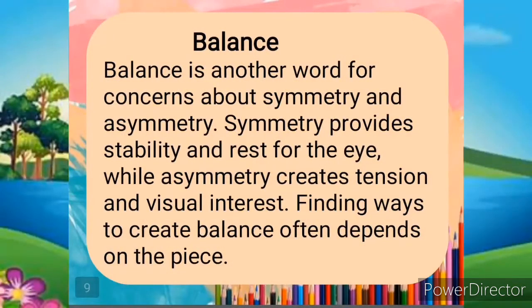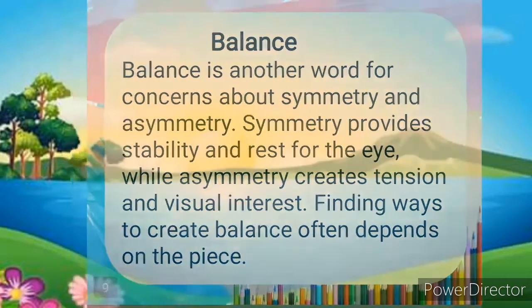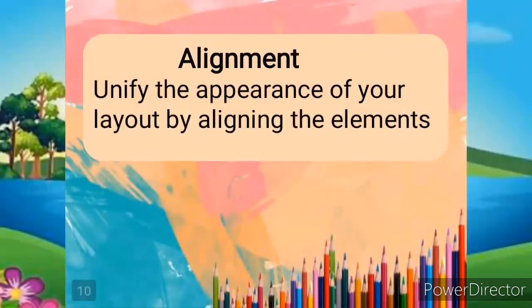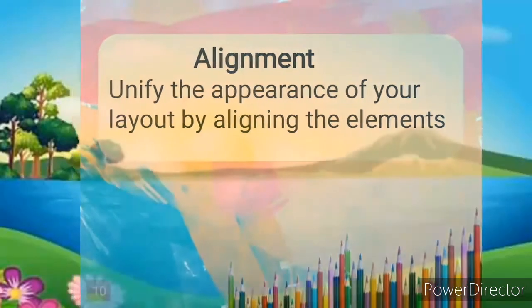Another is balance. Balance is another word for concerns about symmetry and asymmetry. Symmetry provides stability and rest for the eye, while asymmetry creates tension and visual interest. Finding ways to create balance often depends on the piece. The fifth principle is alignment. Unify the appearance of your layout by aligning the elements.